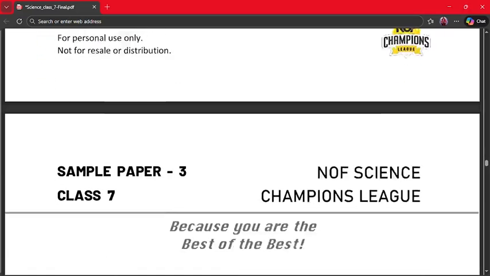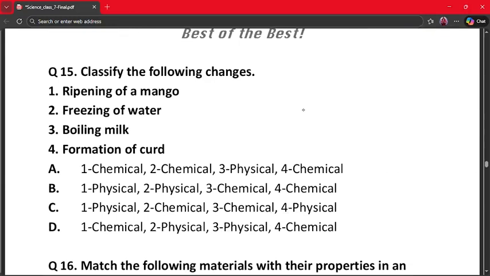The next question is question number 15. Classify the following changes: ripening of a mango, freezing of water, boiling milk, and formation of curd.